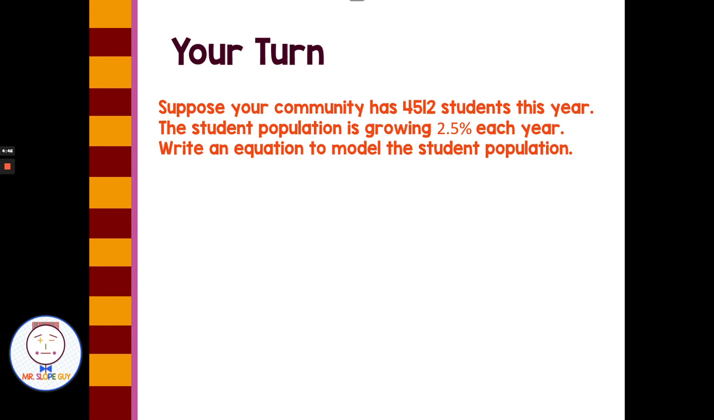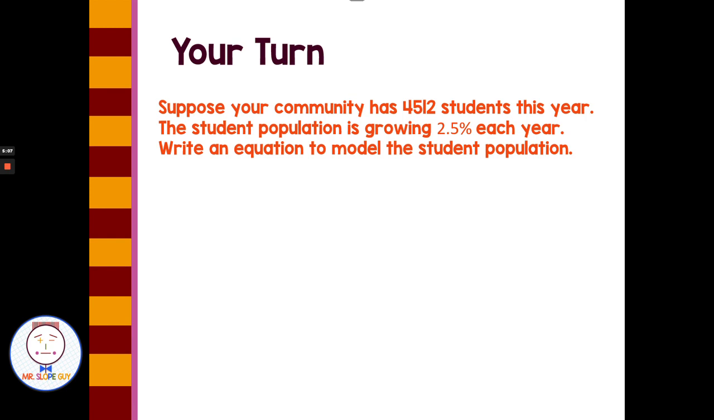All right, you guys try this on your own. Suppose your community has 4,512 students this year. The student population is growing 2.5% each year. Write an equation to model the student population. So you guys pause the video here and see if you can write the exponential growth function for the word problem.